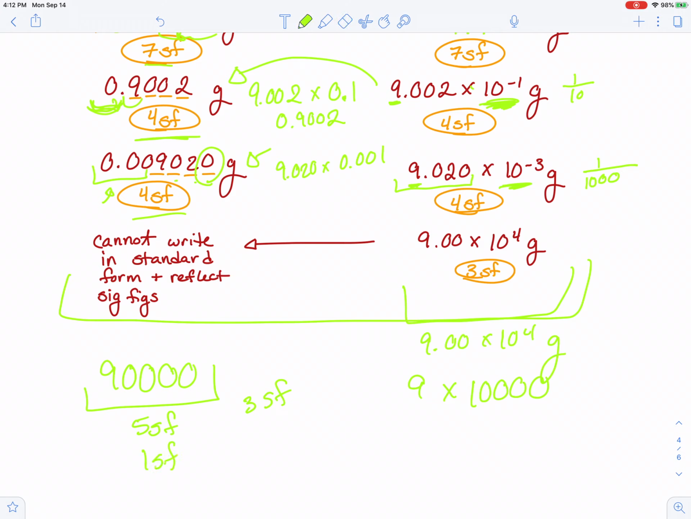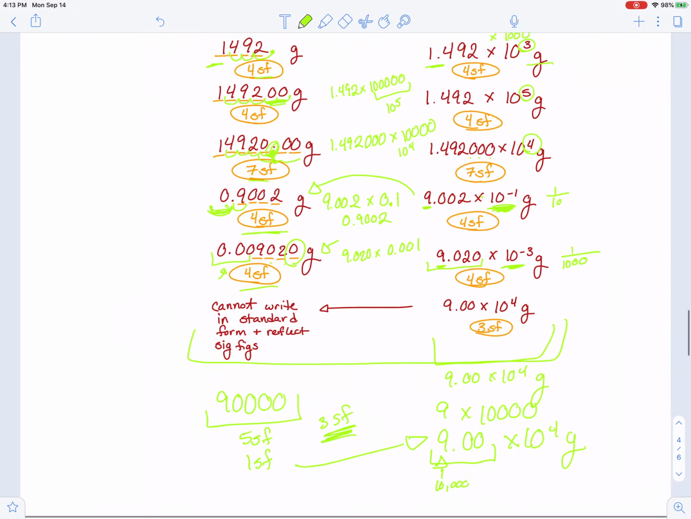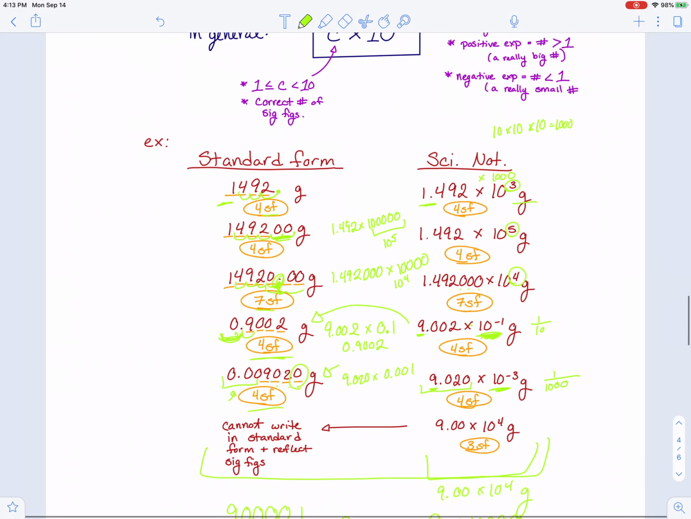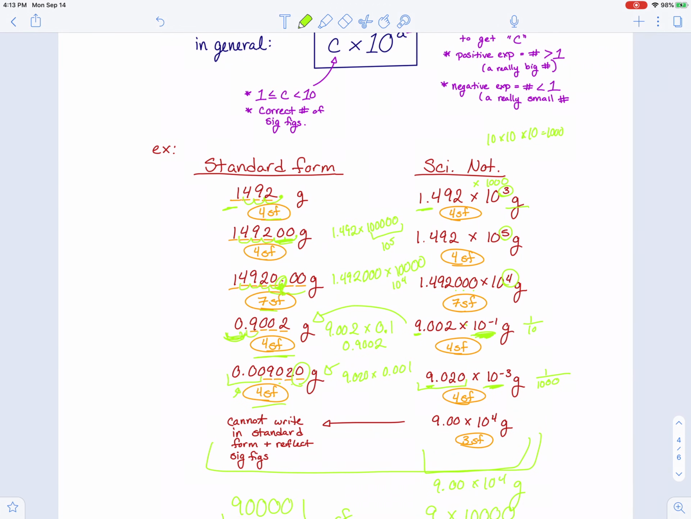So the only way to write it as 3 sig figs, if that's what your tool says, is to write it in scientific notation because you're allowed to have 3 sig figs, but you can also say times 10 to the 4th grams. So it tells you that that 9 is in the 10,000ths place. So that is how we write in scientific notation. We will practice this in class.